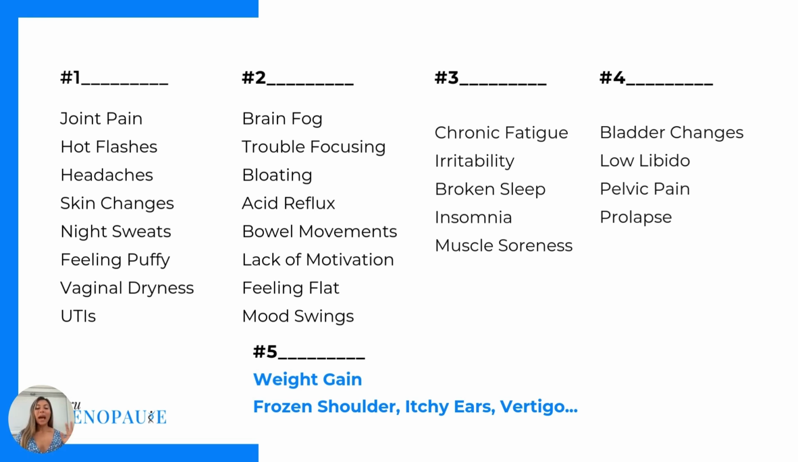All right, so under category number 5 as well, if you're experiencing any of these symptoms like frozen shoulder, which is stiffness or difficulty moving your shoulder, vertigo, that's that dizziness or balance-based issue, itchy ears, so an unexplained itching inside the ear, I want you to jot those down too.